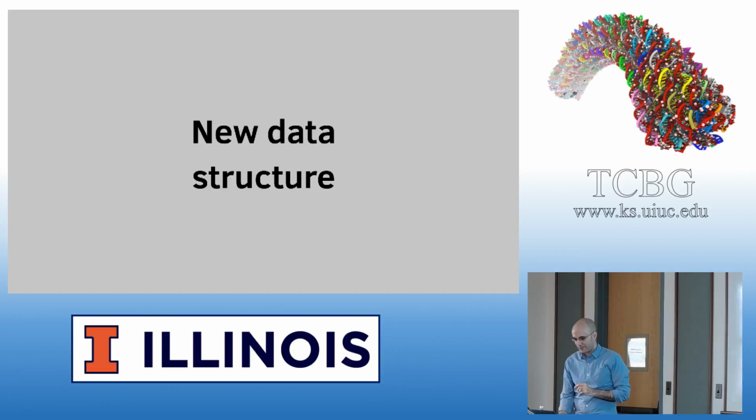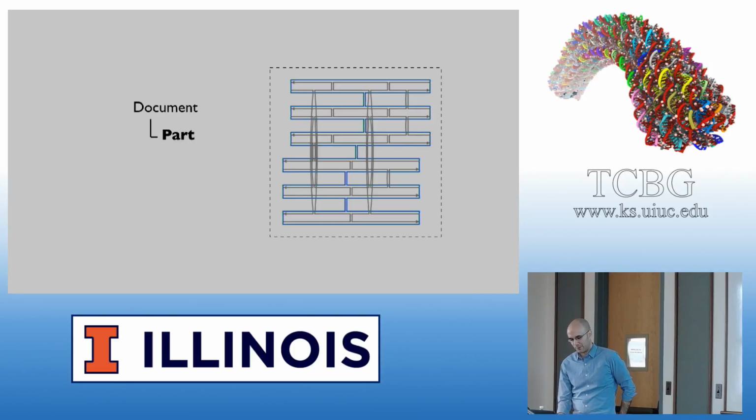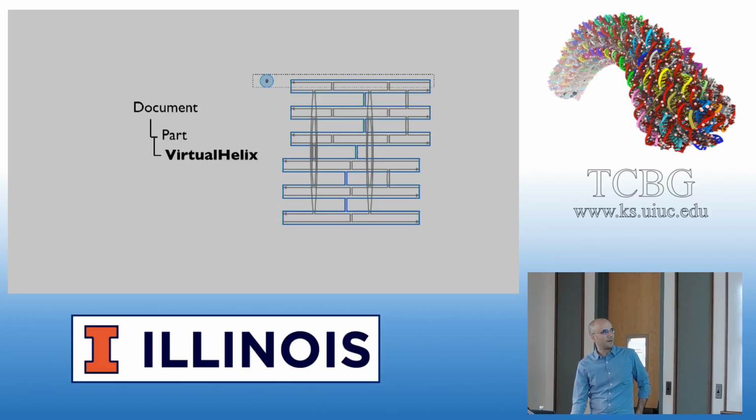The data structure, again, was rewritten. We have something called a document, which is basically the entire design. And it's this tree data structure. So the document can have a part. And if you're writing Python code, then these terms will start to be familiar. Like I said, a virtual helix is basically a helix with the common helical axis in the design. So I just put a box around there so that that would be virtual helix 0.